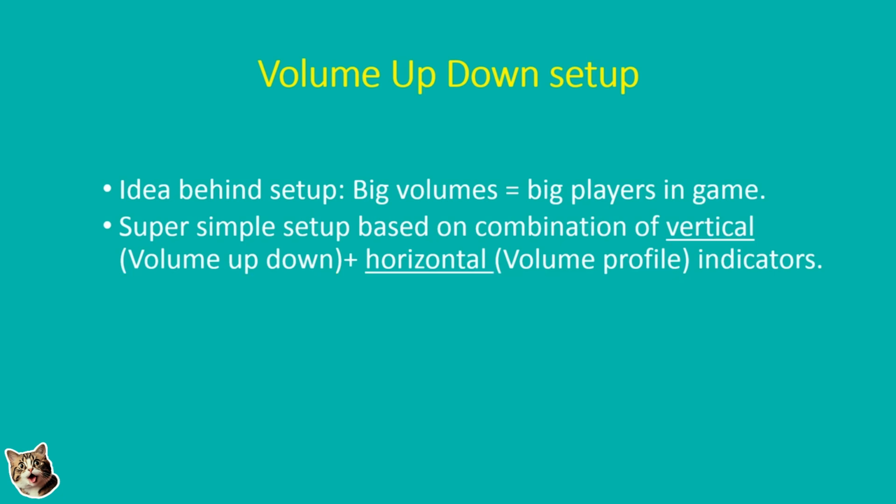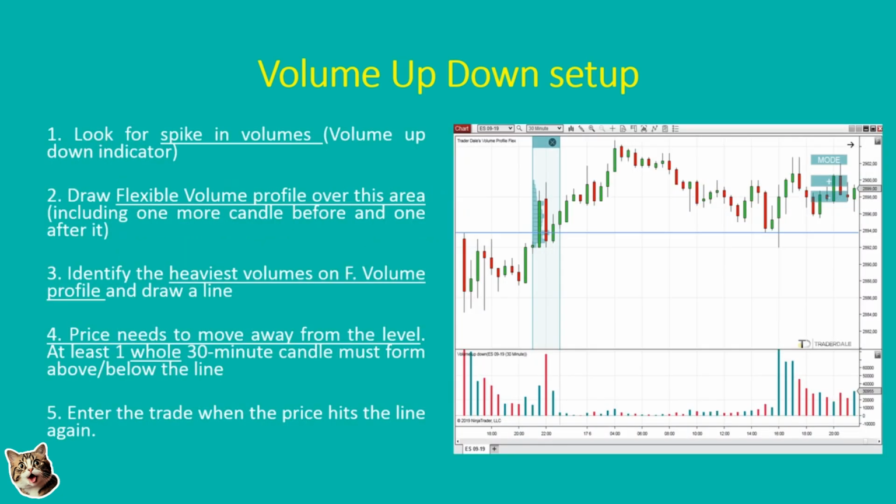So let me show you what the setup looks like. Here are the steps for the trading setup. The first step is to look for a spike in volumes on the volume up-down indicator. This is the volume up-down indicator, this one. As I said, it's a built-in indicator, already in NinjaTrader, and it's a free one. It's called volume up-down.